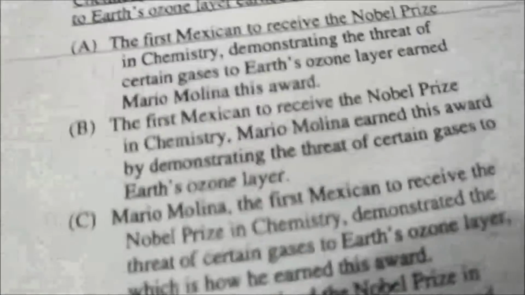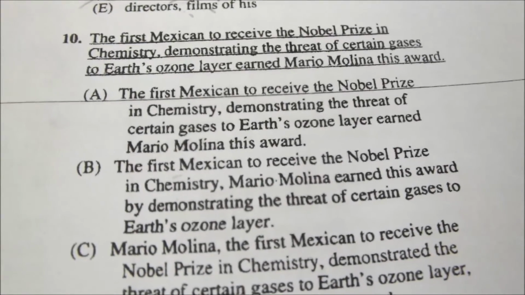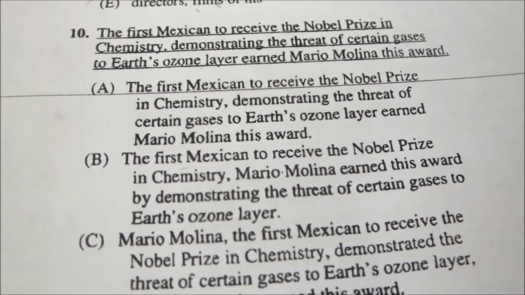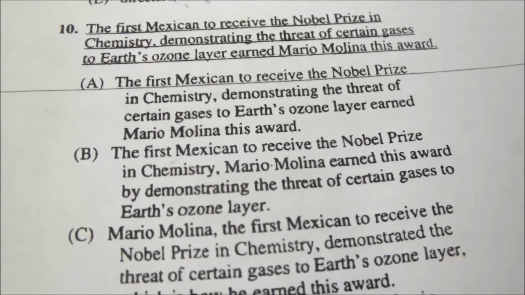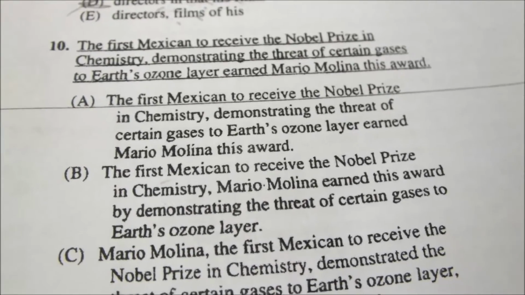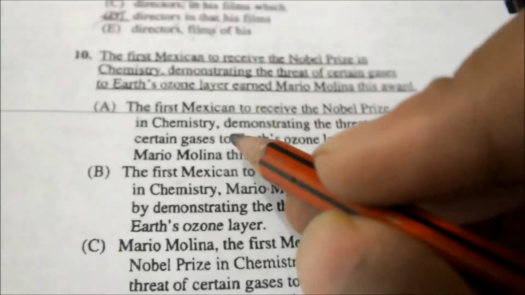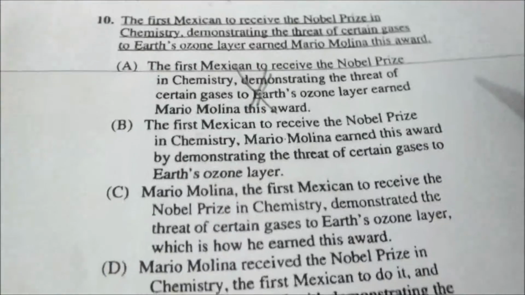Okay, number 10. The first Mexican to receive the Nobel Prize in Chemistry, demonstrating the threat of certain gases to Earth's ozone layer, earned Mario Molina this award. Okay, this is a very clumsy word arrangement, and this does not work at all. This one is cancelled in the very first place.